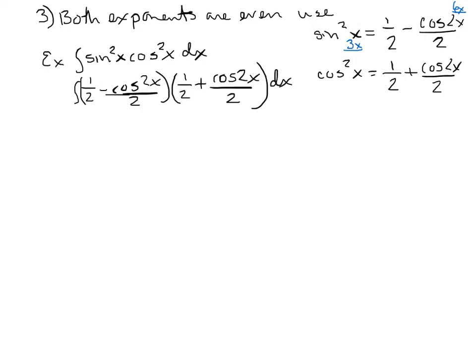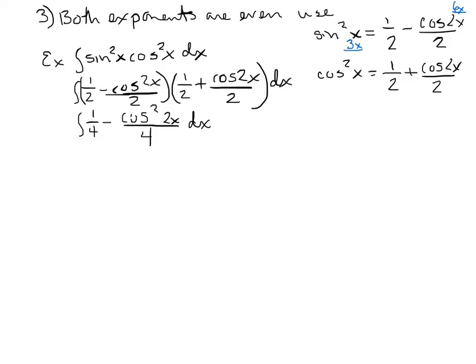Now I don't know how to do this integral yet. I actually have to multiply everything through. So 1/2 times 1/2 is 1/4. Then I've got 1/2 times a positive cosine of 2x over 2, and 1/2 times a negative cosine of 2x over 2. Those are going to cancel because one of them's positive, one of them's negative. Then I've got negative cosine of 2x over 2 times positive cosine of 2x over 2. So that gives me a negative cosine squared of 2x all over 4. And I can integrate 1/4.